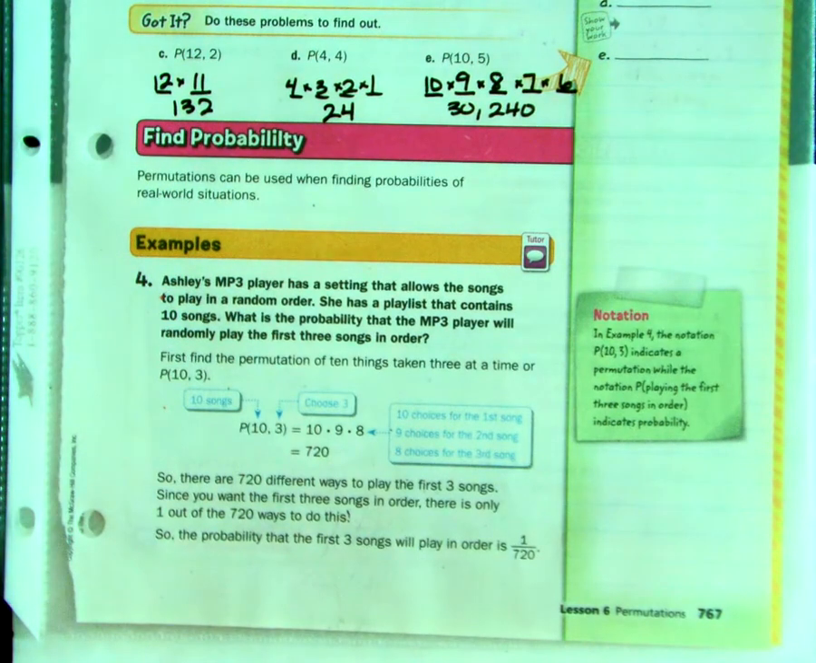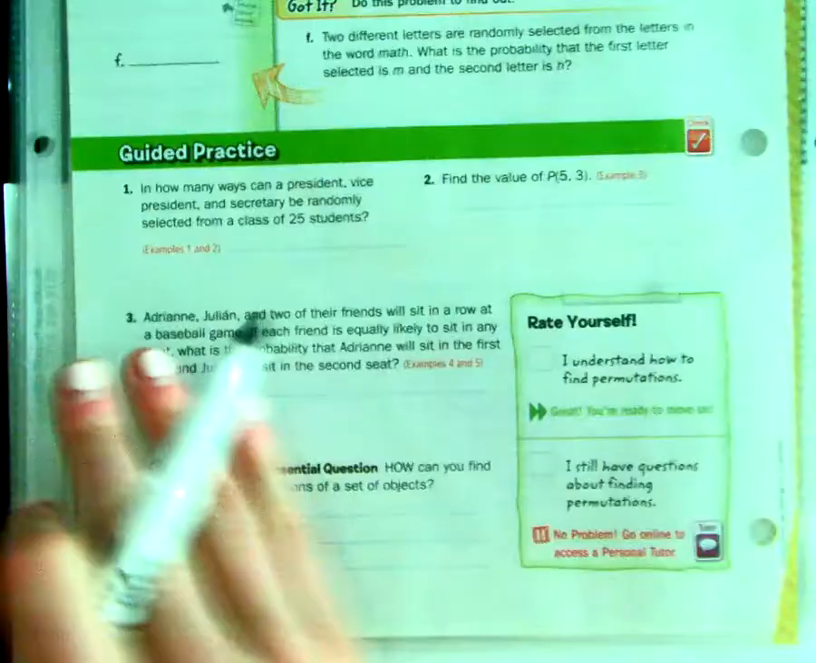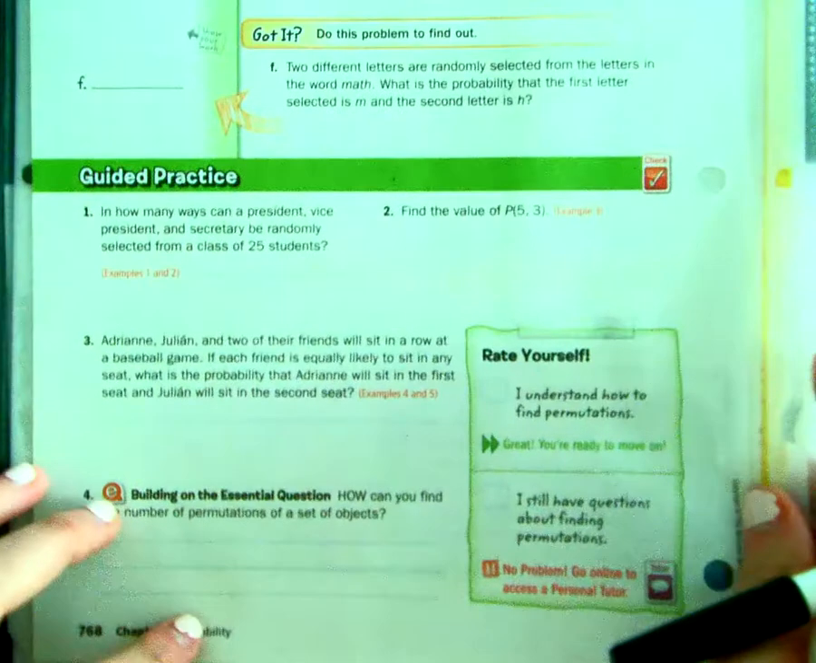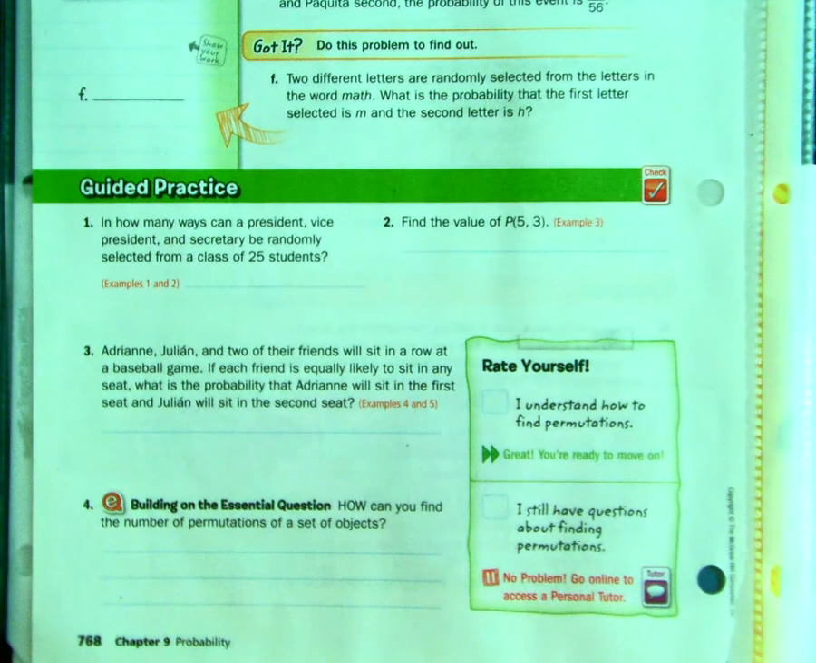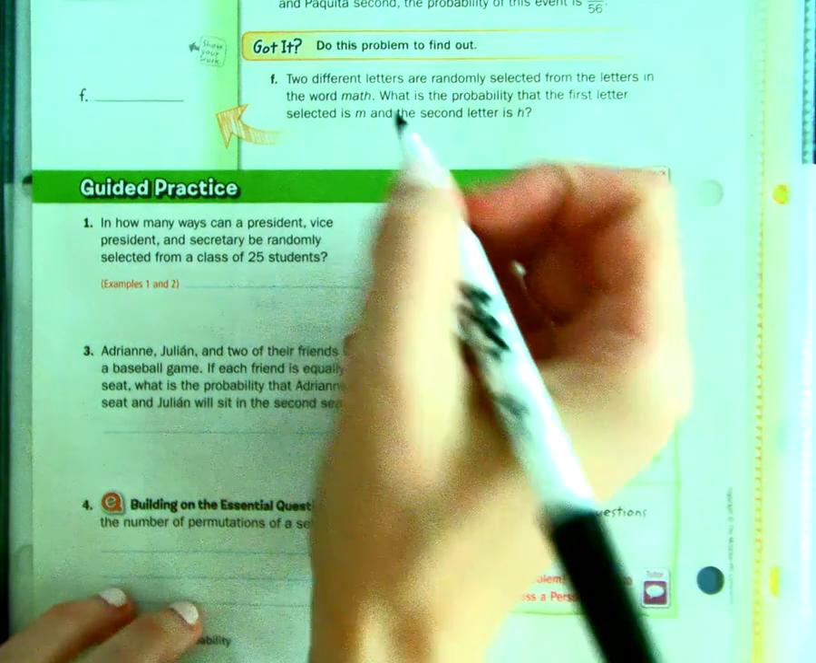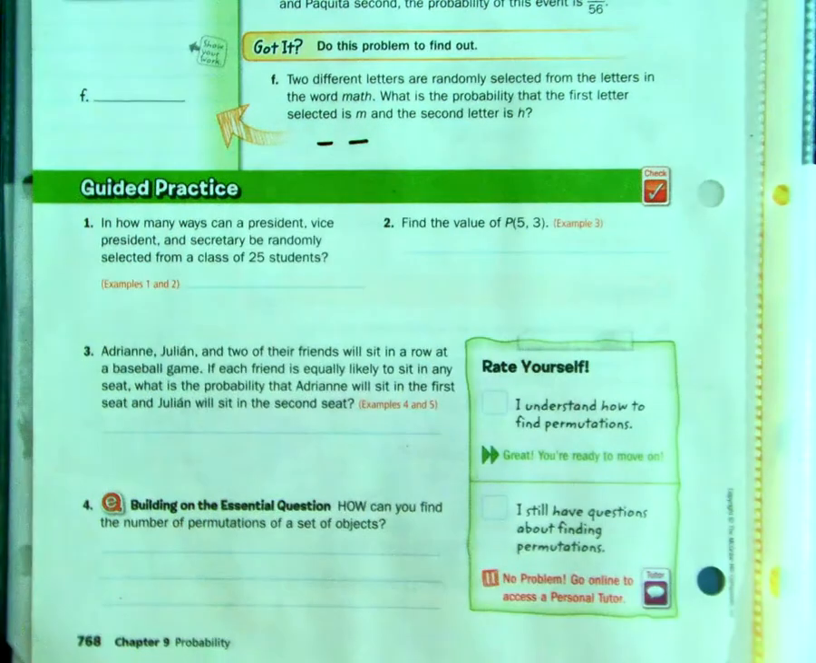Okay? Permutations can be used when finding probabilities of real-world situations. So if we turn to the back. Letter F, 2 different letters are randomly selected from the letters in the word math. What is the probability that the first letter selected is M and the second letter is H? Okay, so again, we're selecting 2 letters. And we're selecting from the letters in the word math.